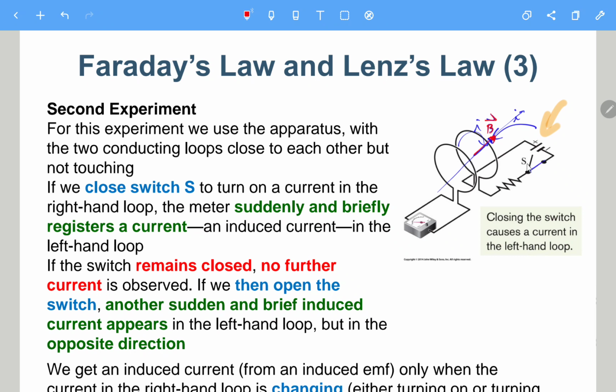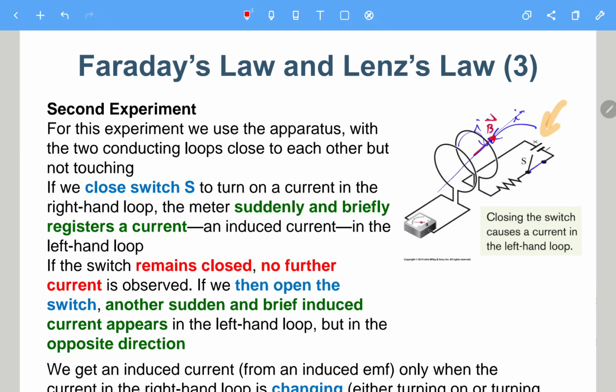If you switch this loop on, there will suddenly be a current, and then this current will disappear soon. It just appears for a short moment. And if the switch remains closed, no further current is observed.